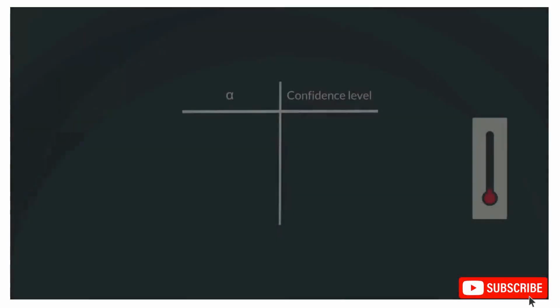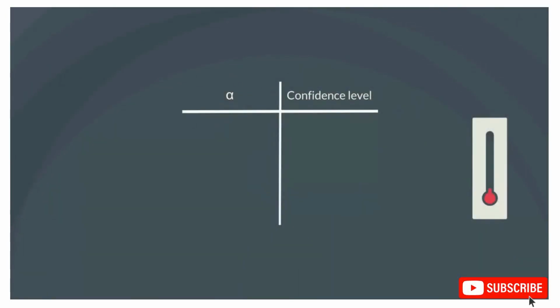For example, if we want to be 95% confident that the parameter is inside the interval, alpha is 5%. If we want a higher confidence level, say 99%, alpha will be 1%. Don't worry, we will discuss this in more detail in our next video. You can't wait until the next lesson? Okay then, here it is.